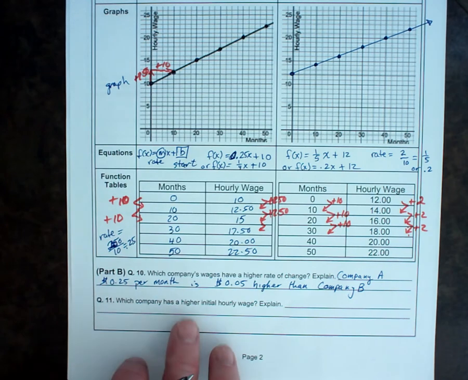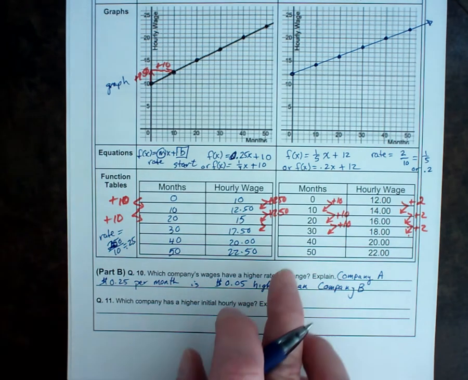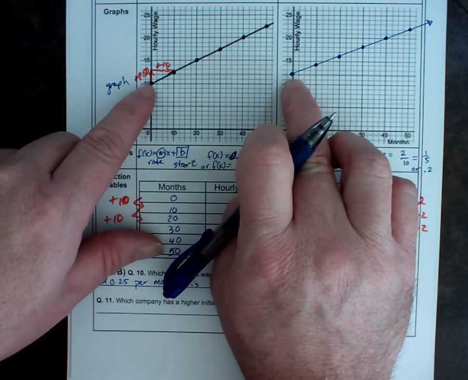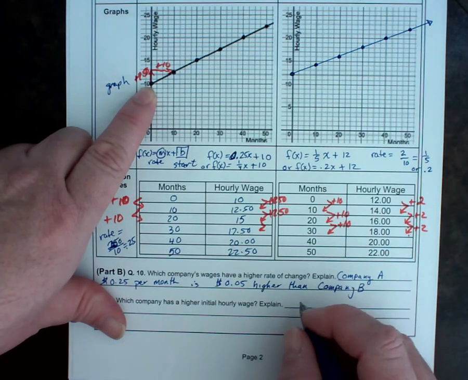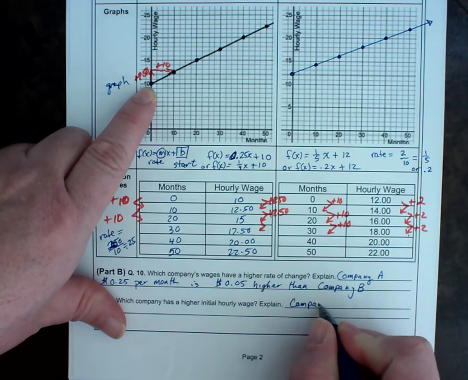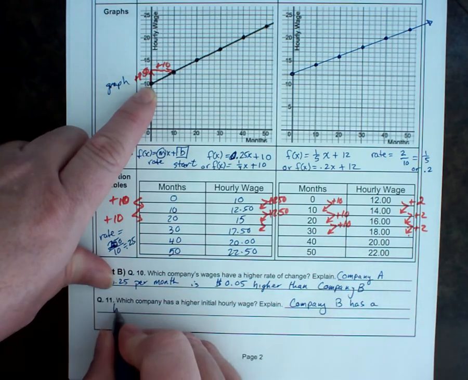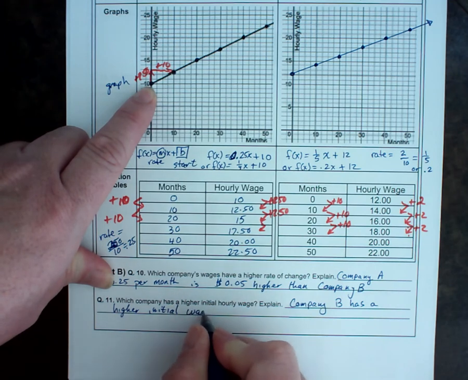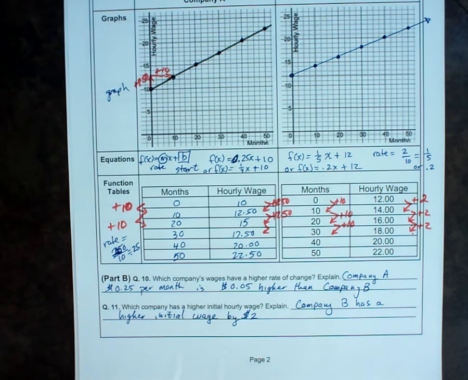Then we go on. Which company has a higher initial hourly wage? Well, that one's the easy one. If you go to the initial, the beginning amount, this company starts at $10. This company starts at $12. So company B, this is an easier question, has a higher initial wage by $2. So you do need to explain as the second half of the question.